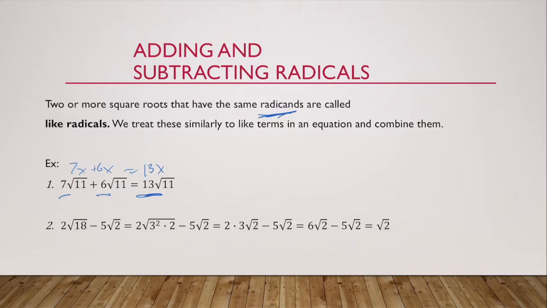If I have 2 square root of 18 minus 5 square root of 2, the first thing we're going to want to do is simplify the square root of 18. The square root of 18 is 3 squared times 2. That means we take that 3 to the outside. I've got 2 times 3 square root of 2 minus 5 square root of 2. So it's 6 square root of 2 minus 5 square root of 2, which gives us the square root of 2. So that's just a couple of worked out examples for you. Now let's try and do some on our own.